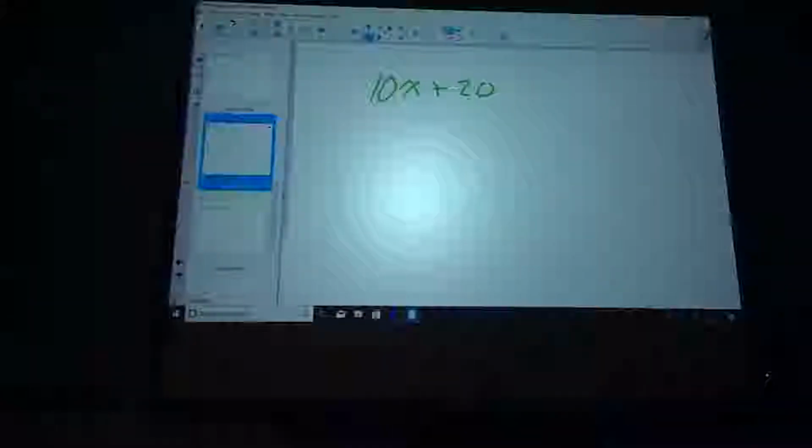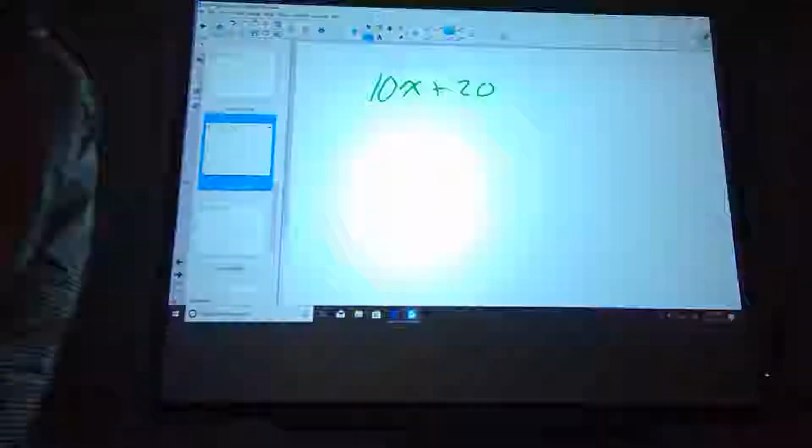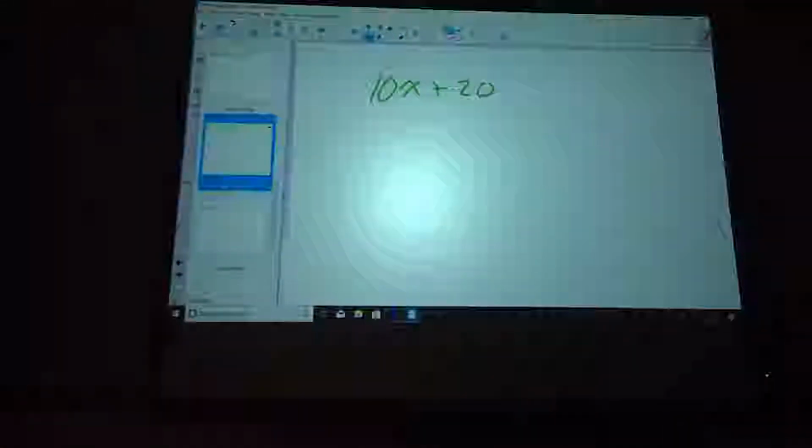Let's walk through it. So find the one that's 10x plus 20. I don't know if it's on the front, the back, or on the side. Do both of these terms have a letter in common? No. No? Okay. Do they have a number in common? Yes. What number?